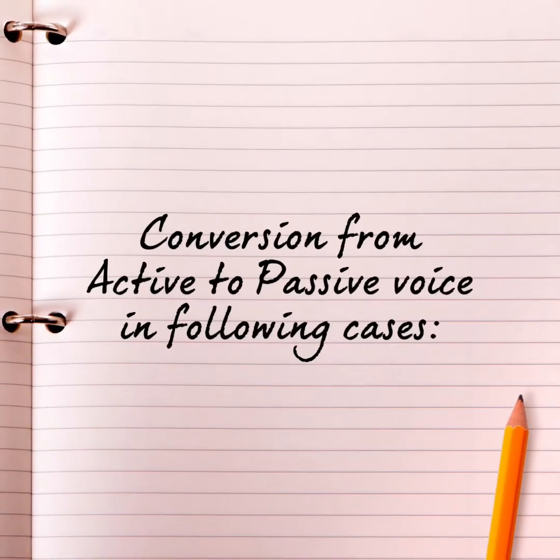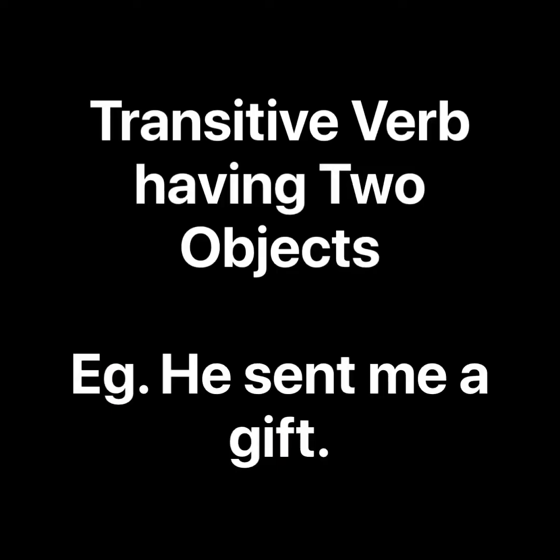Now let us talk about conversion from active to passive voice in the following cases. Transitive verb having two objects. First of all, what is a transitive verb? A verb which requires other words called objects to express its proper meaning is called a transitive verb. So here we have an example: He sent me a gift.